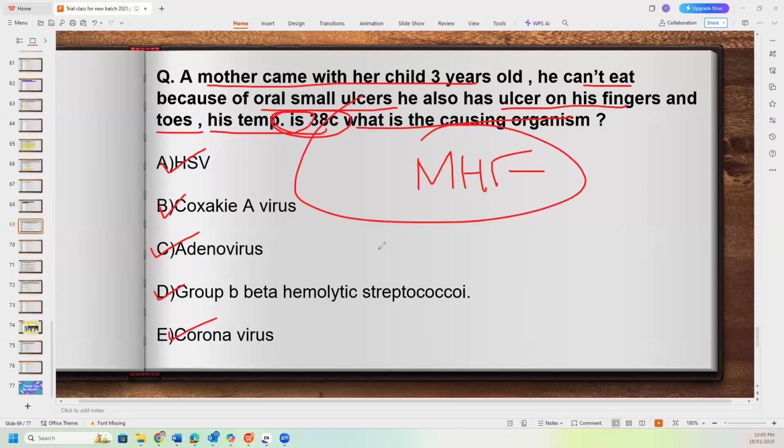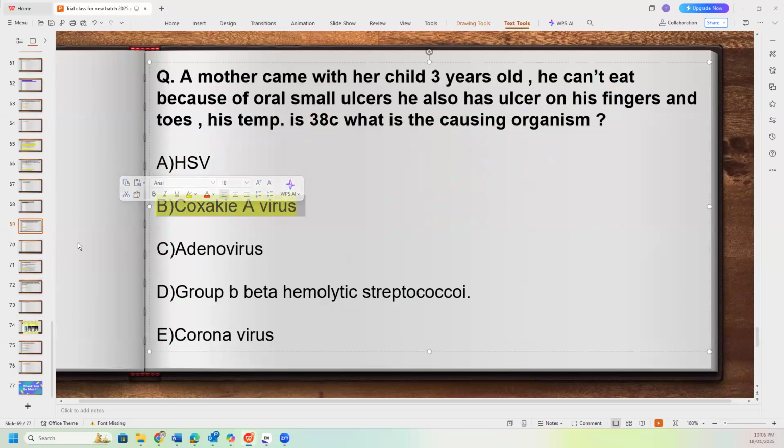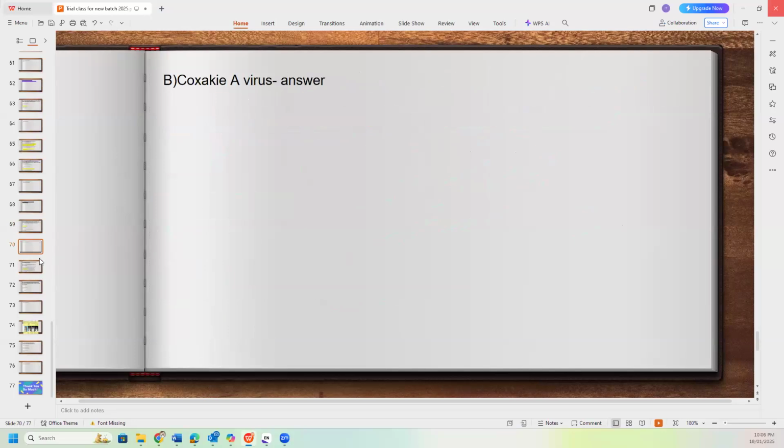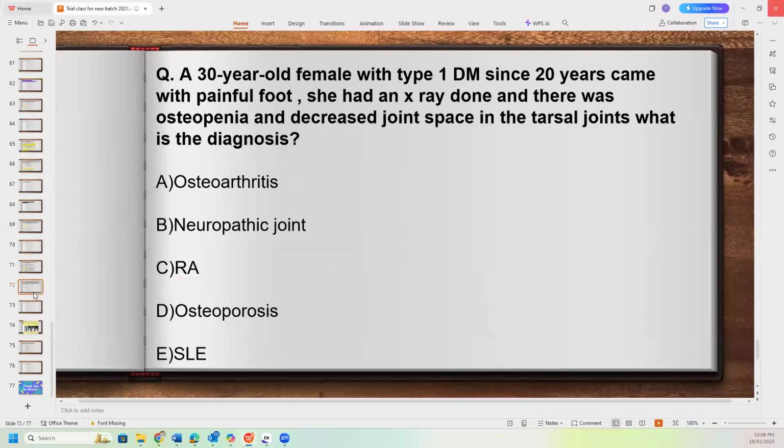Very good. And what is the causative agent for hand, foot, mouth disease? It's Coxsackie virus A. Very good. Very, very common disease in children. So Coxsackie virus is the answer. Coxsackie virus A16 is the most common cause of this. All right. Clear, guys? Any question?